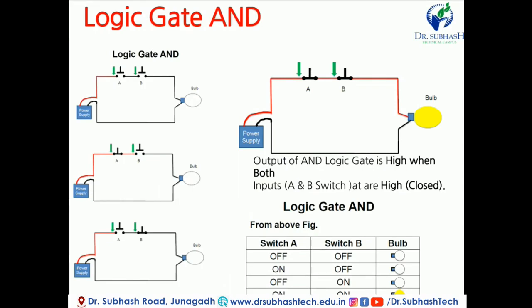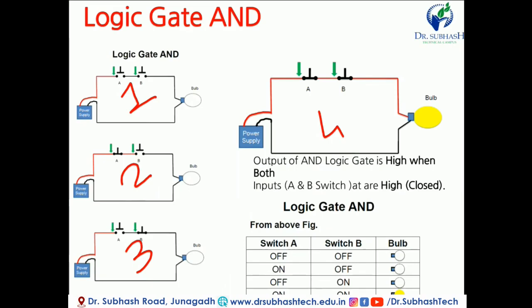Now we can see the different circuitry here, circuit number 1, 2, 3 and 4. In all circuits there is a power supply and one bulb. Whenever the bulb is on, then the logic level is high. When the bulb is off, then the logic level is 0. Now let's check the different switch positions and the levels.